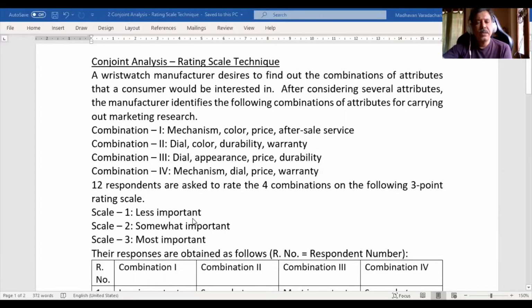12 respondents are asked to rate the four combinations considering the following 3-point scale. One is less important, the scale being one. Somewhat important, the scale being two. Most important, the scale being three.